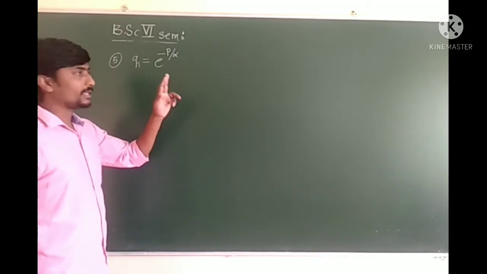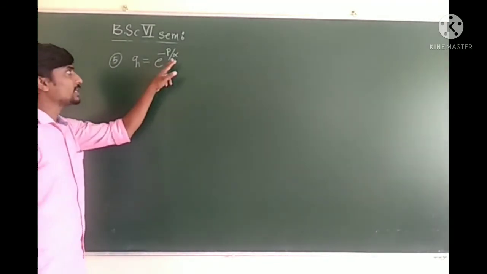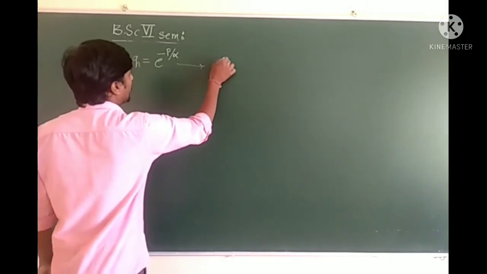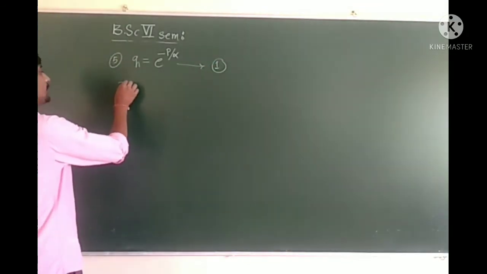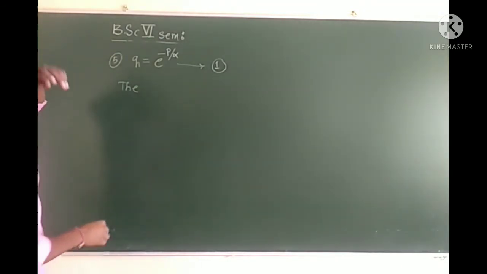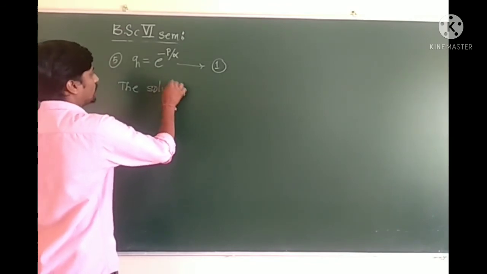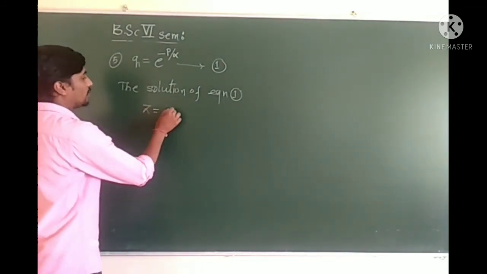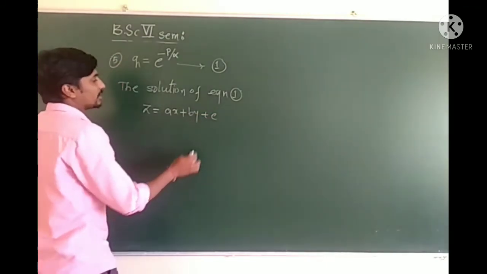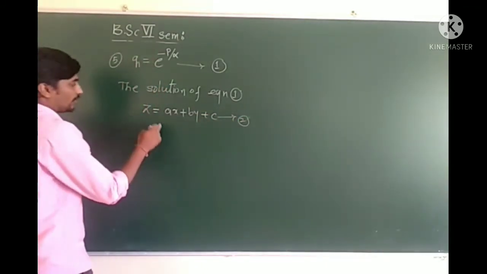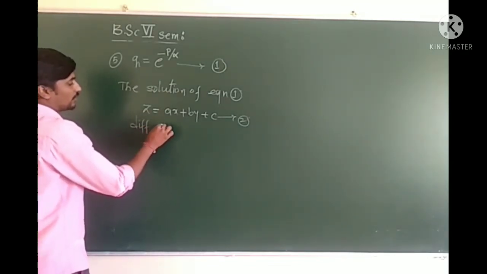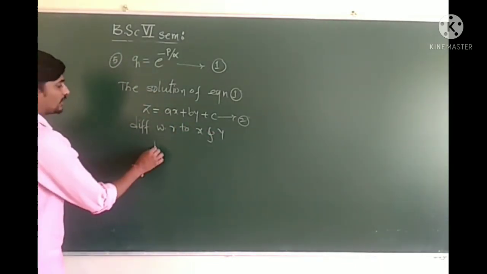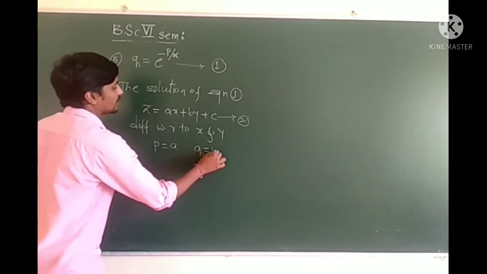So let's solve another example. Example number 5. q is equal to e raised to minus p divided by alpha, where alpha is any constant here. So I will call this equation 1. Now the solution of equation 1 is given by z equal to ax plus by plus c. Yes, so call this equation 2. So now differentiate this equation with respect to x and y here. So after differentiation we get p is equal to a and q is equal to b here.